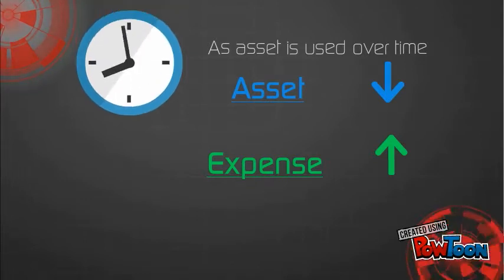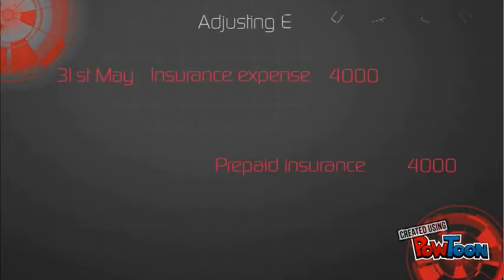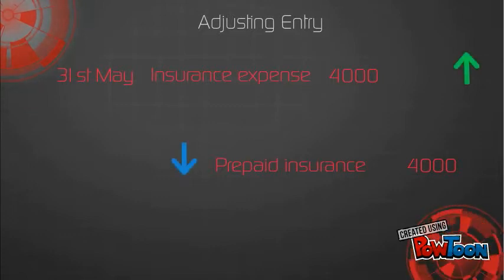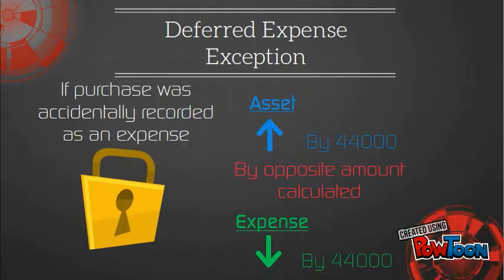For example, a company purchases a 12-month insurance policy. This debits prepaid insurance and credits cash. The adjusting entry would then become debit insurance expense, credit prepaid insurance, reducing the asset account and increasing the related expense account. If the purchase was accidentally recorded as an expense, then the adjusted entry would increase the asset and reduce the expense account by the opposite amount to show the asset remaining and the expense incurred.